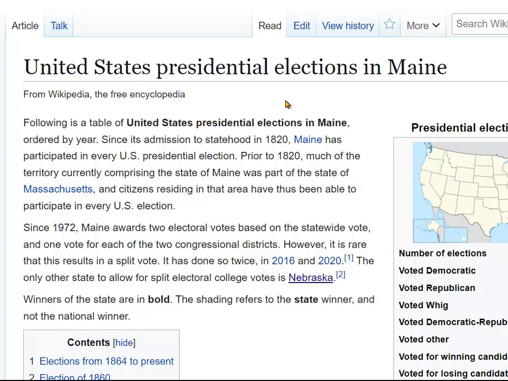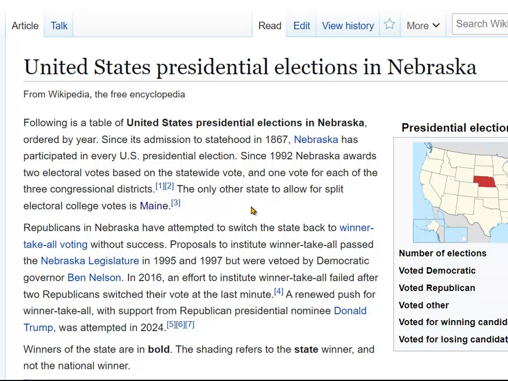Okay, let's go to Nebraska. I think it's at 1992. Since 1992, Nebraska awards 2 electoral college votes based on the statewide vote and 1 vote for each of the 3 congressional districts. The only other state to allow for split electoral college votes is Maine. All right, just want to clarify that.